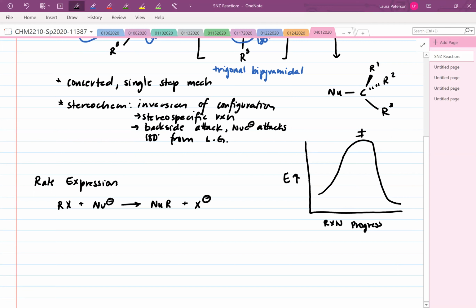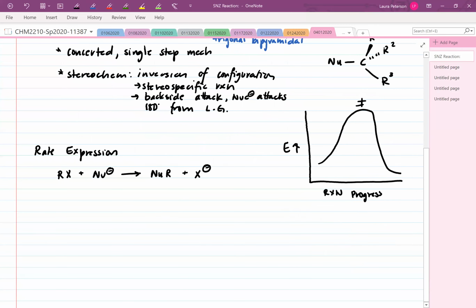Okay, so since both the nucleophile and the electrophile participate in the rate determining step, the only step of the reaction, both of their concentrations would be in the rate expression. Remember the rate is a function of some rate constant K, and then the brackets indicate concentration. So concentration of both the electrophile and the nucleophile are important here.